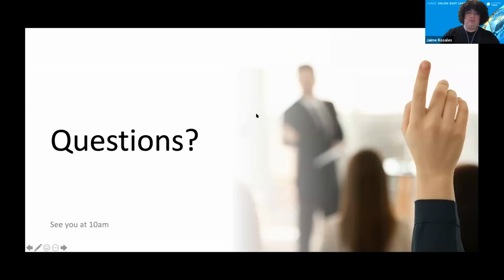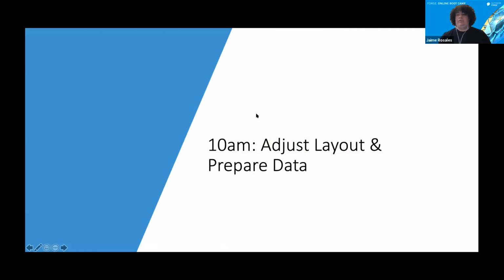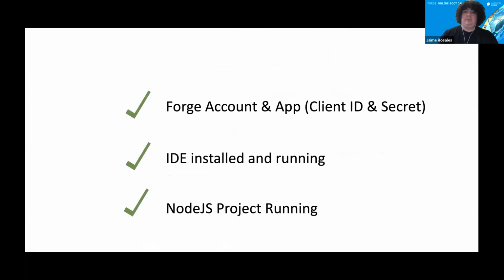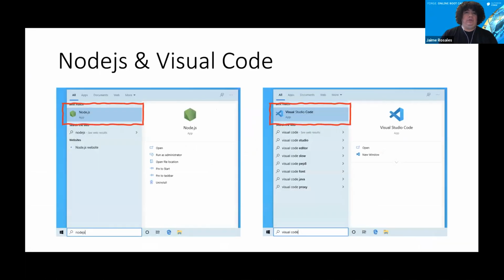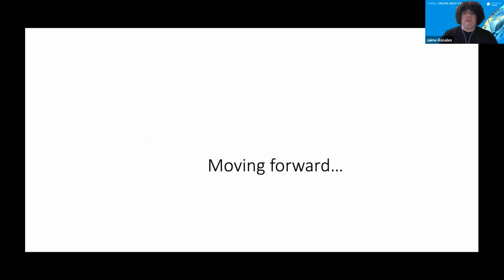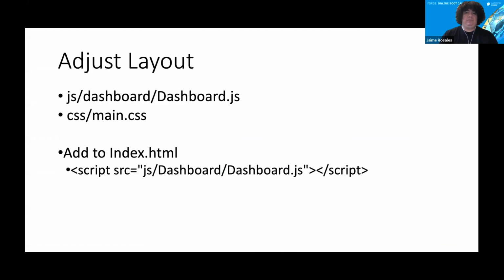Okay. So next step, we're going to be focusing on the adjustment of the layout and also preparing our data to be displayed by the charts. Reviewing that the setup is ready, by now you should have a Forge account and an app, so the client ID and the secret, the IDE installed and running, and also a Node.js project running. If we clear out all these steps, we are good. Node.js, Visual Studio Code, so no time to move forward.